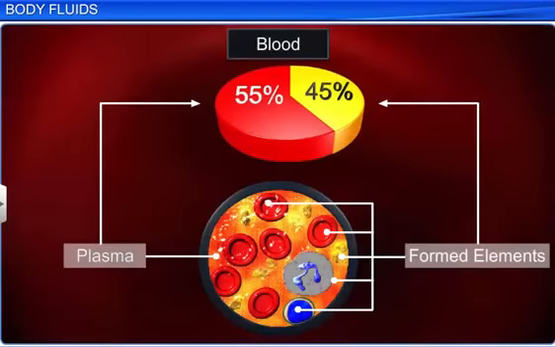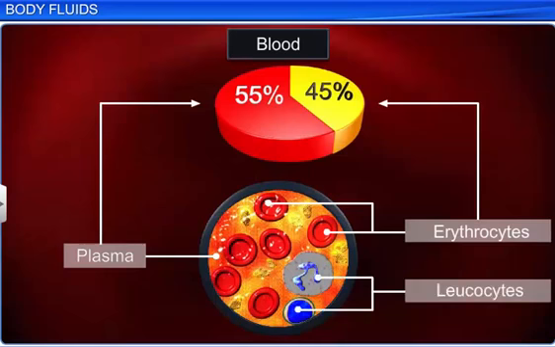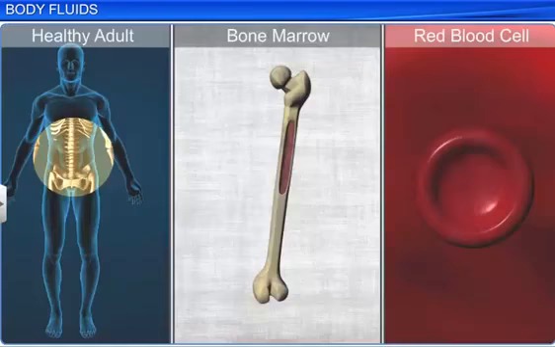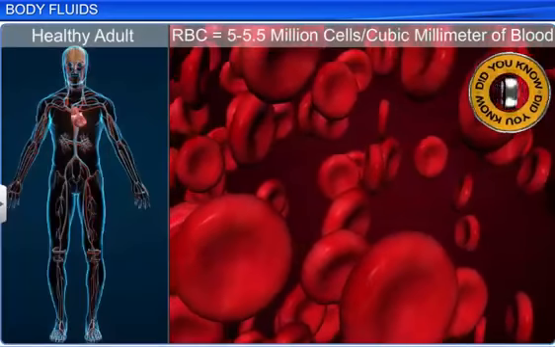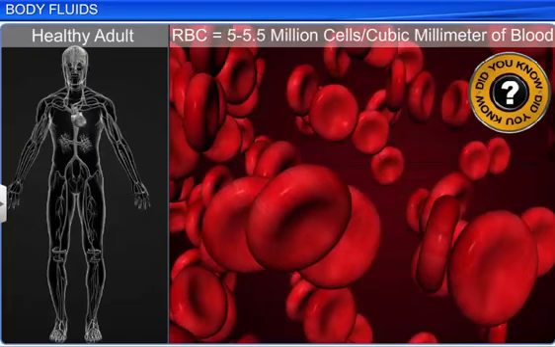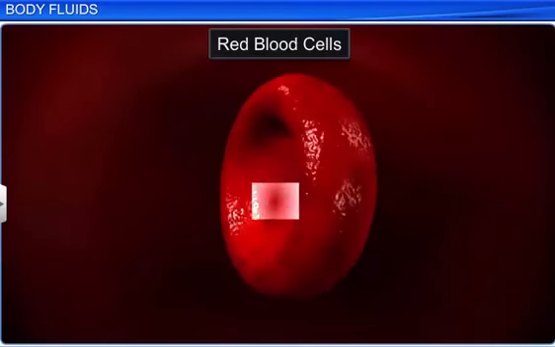The remaining 45% of blood is made up of formed elements that include erythrocytes, leukocytes, and platelets. Erythrocytes, or red blood cells, comprise 99% of formed elements. In adults, they are formed in the bone marrow. Did you know that a cubic millimeter of blood contains around 5 to 5.5 million RBCs? RBCs are biconcave in shape and lack a nucleus in the mature state.